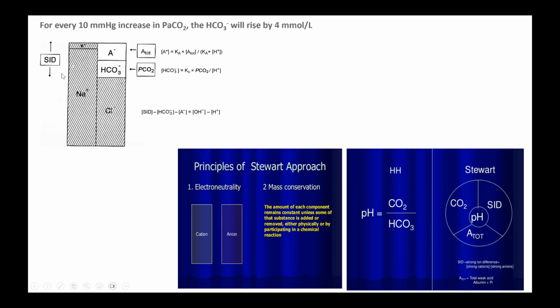So this is how the Gamblegram also does that. And for every 10 mmHg increase in PaCO2, bicarb will rise by 4 millimoles to counteract that. That is the calculation. So if we go in for respiratory acidosis by inadequate ventilation, for every 10 mmHg increase in PaCO2, bicarb will increase by 4 millimoles per liter. So these are the basic things that we have to write.